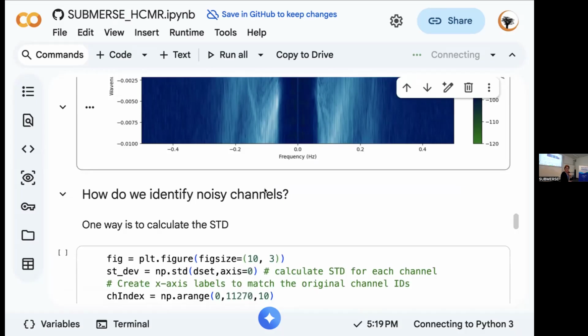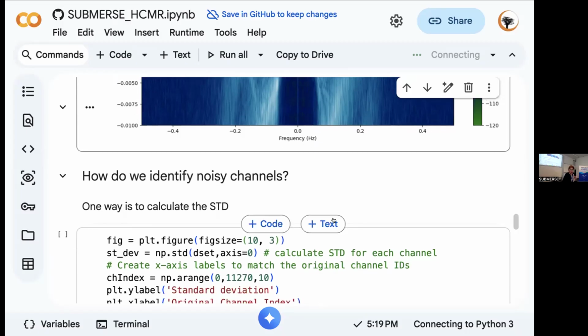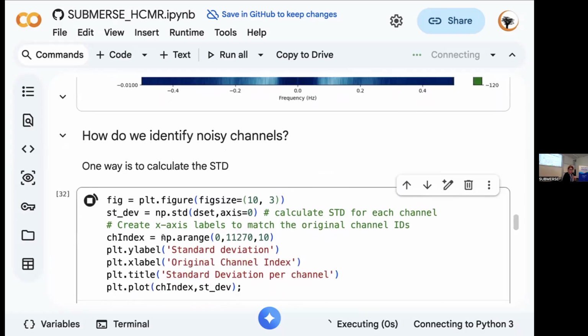So as I said before, and I think this might be the last thing I'm going to talk about, or towards the last things, is how to identify noisy channels. People that have published work using this data or other data have used different methods to do that. And I think maybe one simple way to do it is by looking at standard deviation.